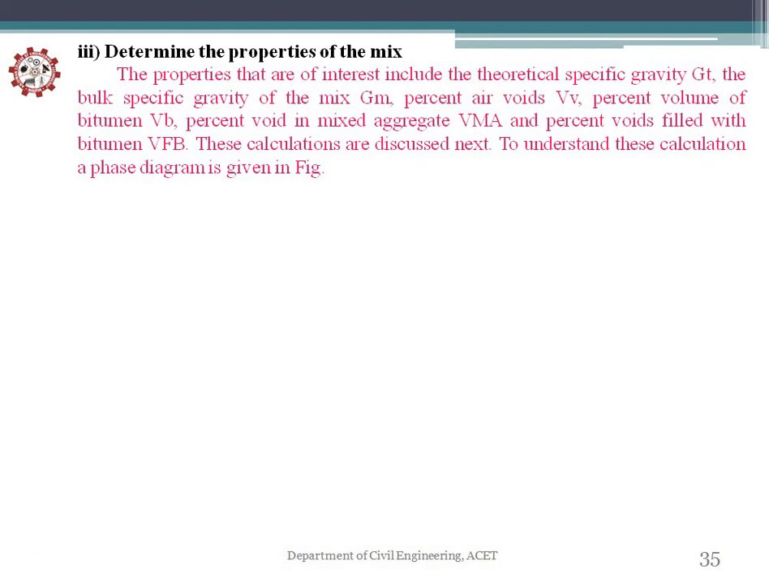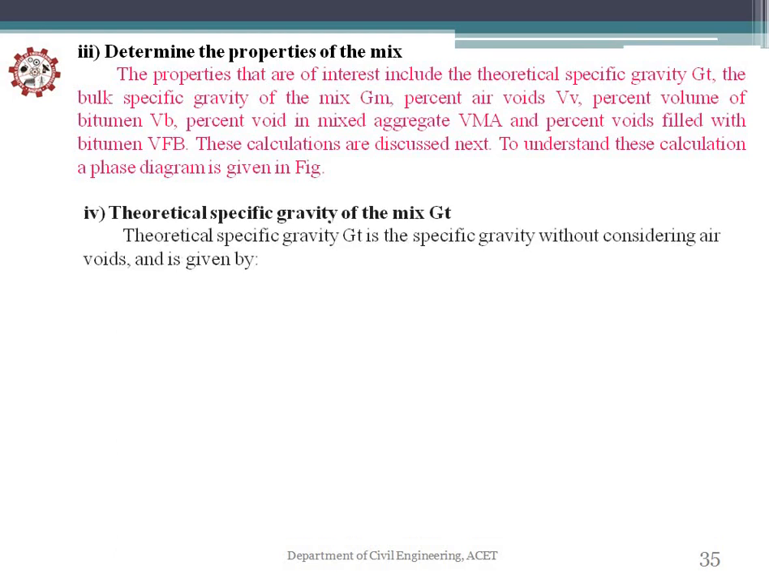The properties that are of interest include the theoretical specific gravity Gt, the bulk specific gravity of the mix Gm, percentage air voids Vv, percent volume of bitumen Vb, percent voids in mineral aggregate VMA, and percent voids filled with bitumen VFB. These calculations are discussed. Next we will further see, and also the diagram will be discussed. First we need to calculate the Gt, which is the specific gravity. It is given by this formula.